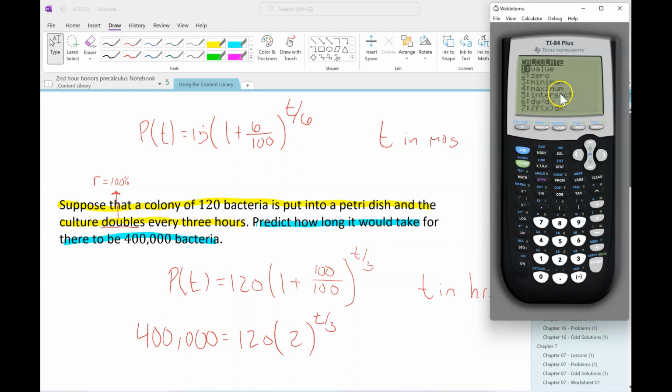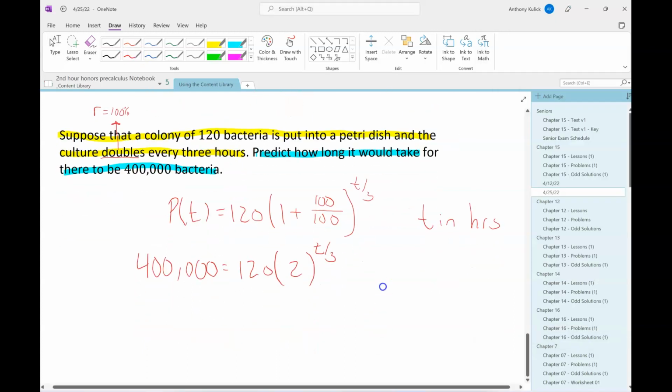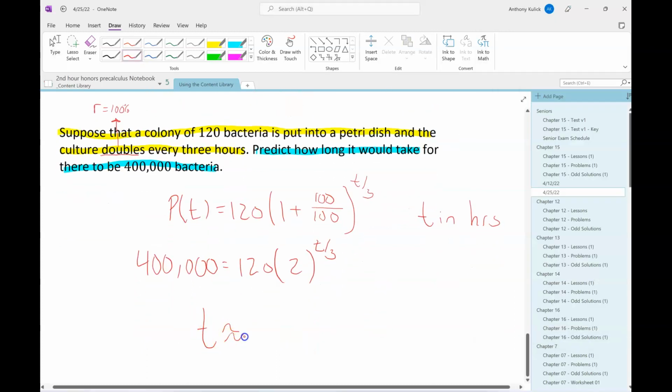Second, trace, intersect command. Since I have only 2 curves and 1 intersection, I just press enter 3 times. So 35.11 minutes. Nope. Hours.